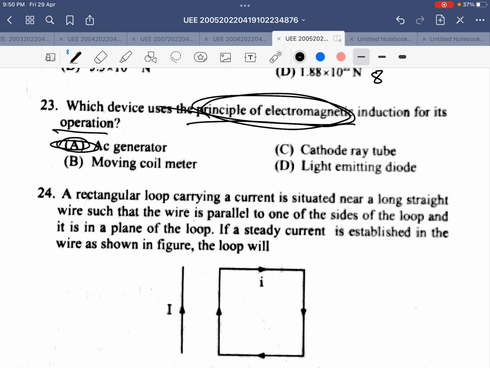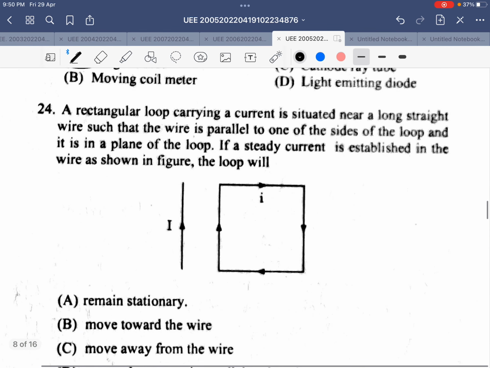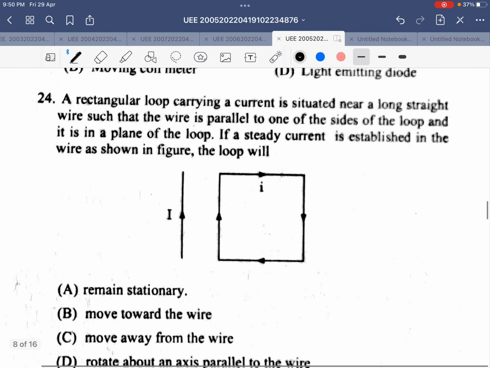It is AC generator. A generator converts mechanical energy into electrical energy, but an electric motor converts electrical energy into mechanical energy. Okay, let's see question number 24.